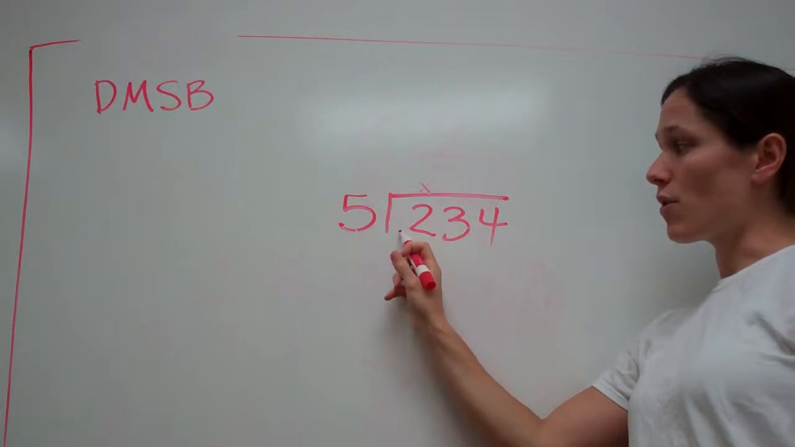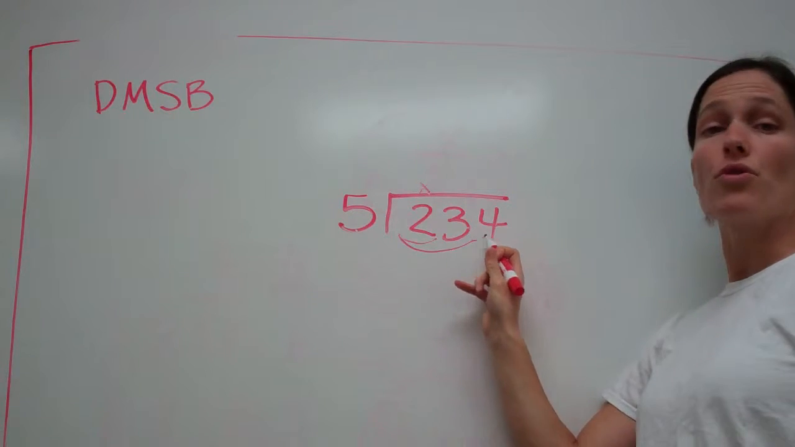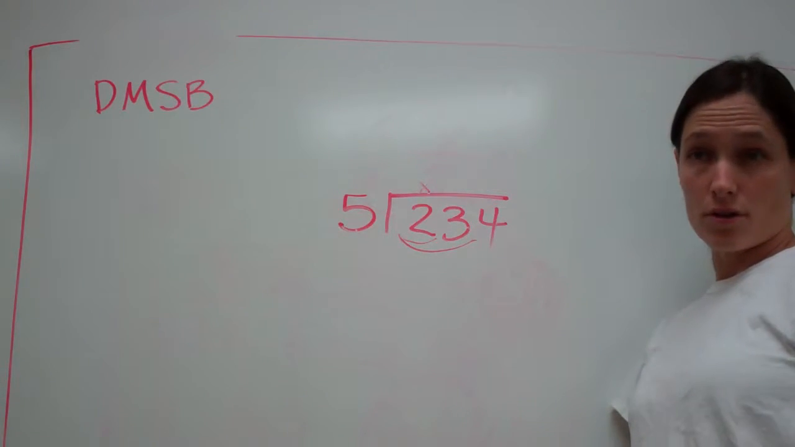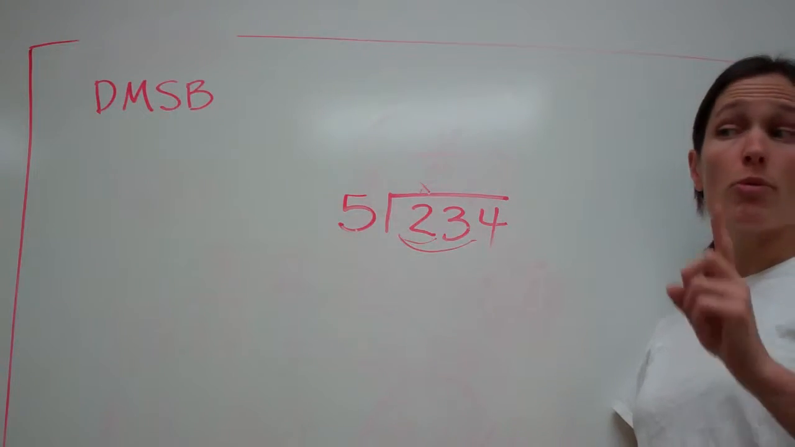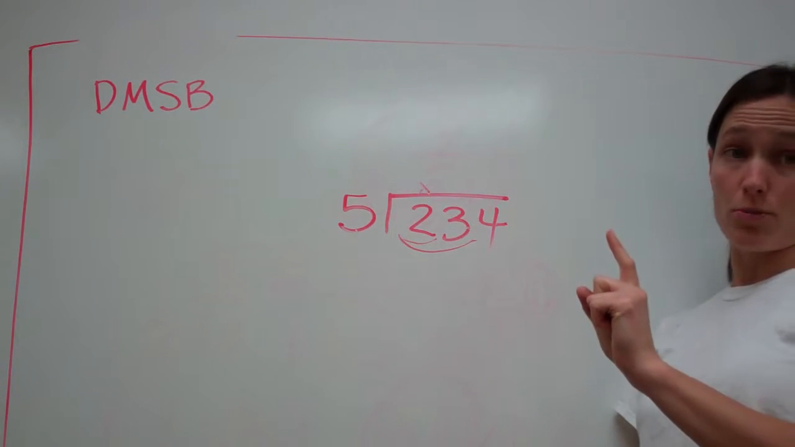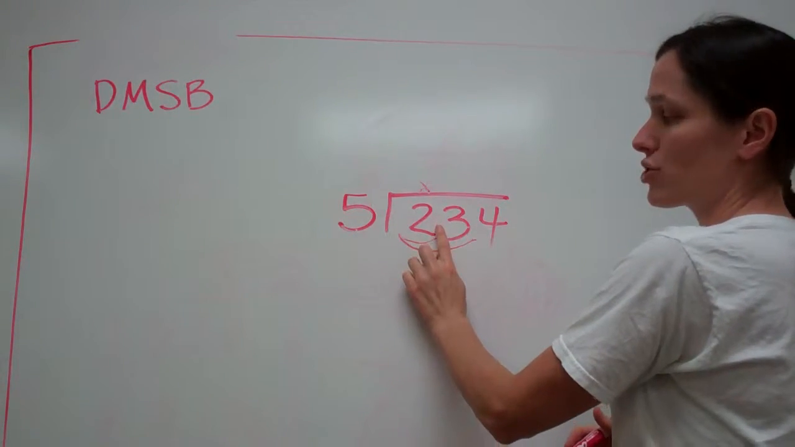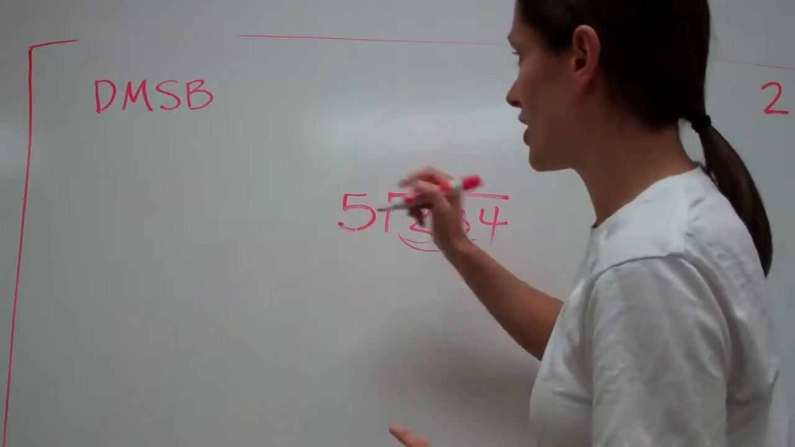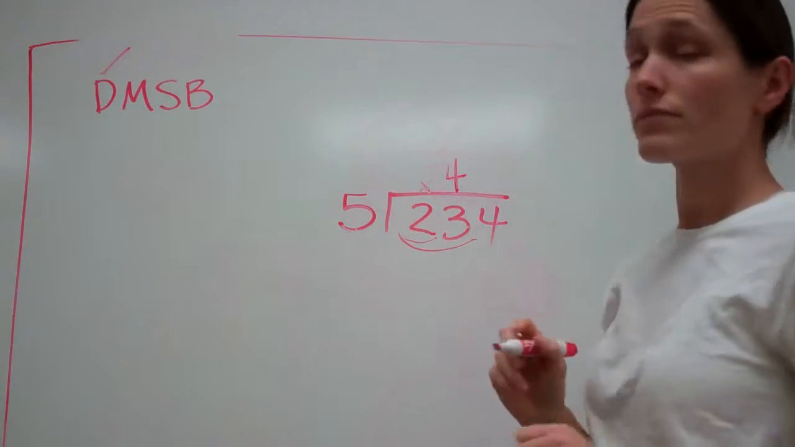Okay? So since it won't go into 2, now I'm going to see if it'll go into both numbers. 23. Yes, 5 will go into 23, but will it go in evenly? No, but we can get it to the closest number possible. Okay, so how many times will 5 go into 23? 4. Very good. So we divided. 5 will go into 23 4 times.